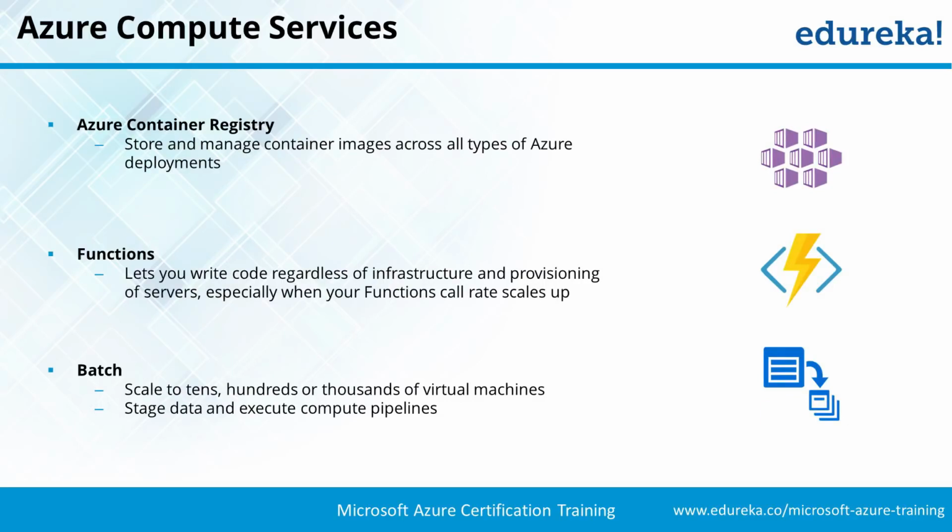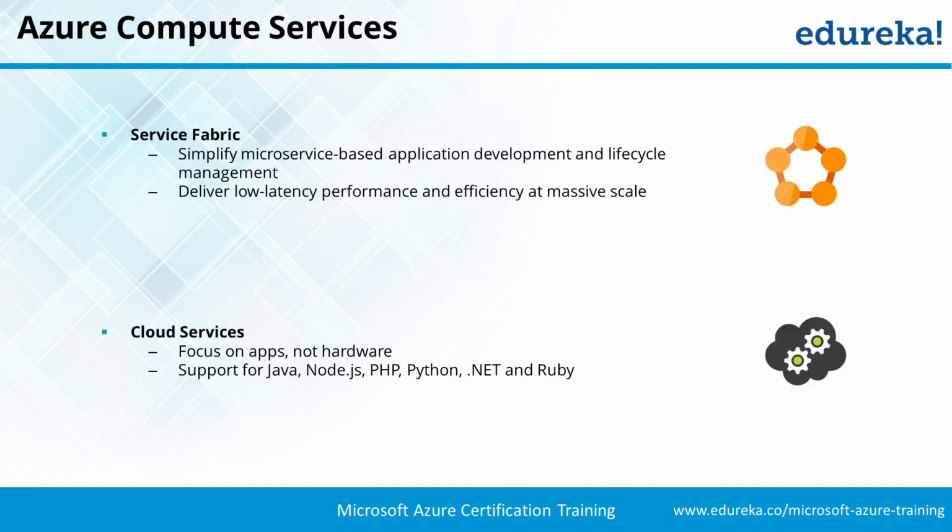Then you have the container registry, which talks about the images across all different types of Azure deployment. If an application is to be deployed in a container which uses a registry, you can go ahead and save the information there. Then you have functions, which talks about writing code regardless of infrastructure and provisioning of servers. Then you have batch, with hundreds of virtual machines, and how you scale those. Then you stage data and execute compute pipelines on those virtual machines. Then you have service fabric, which simplifies microservice-based application deployment and lifecycle management.